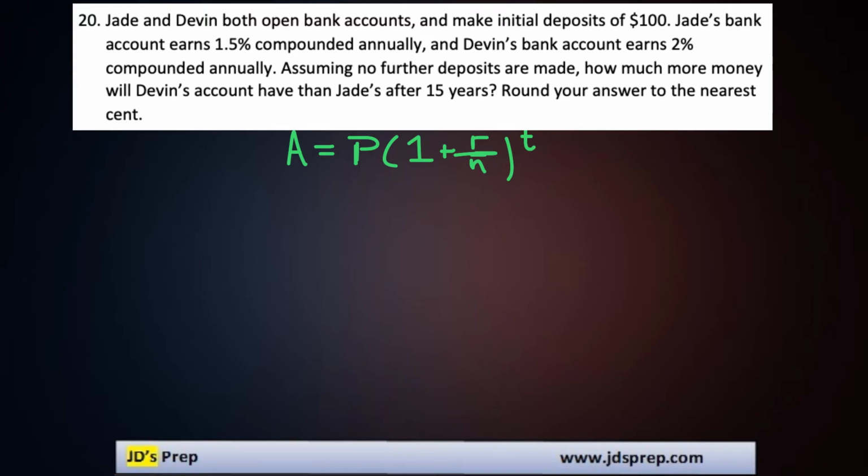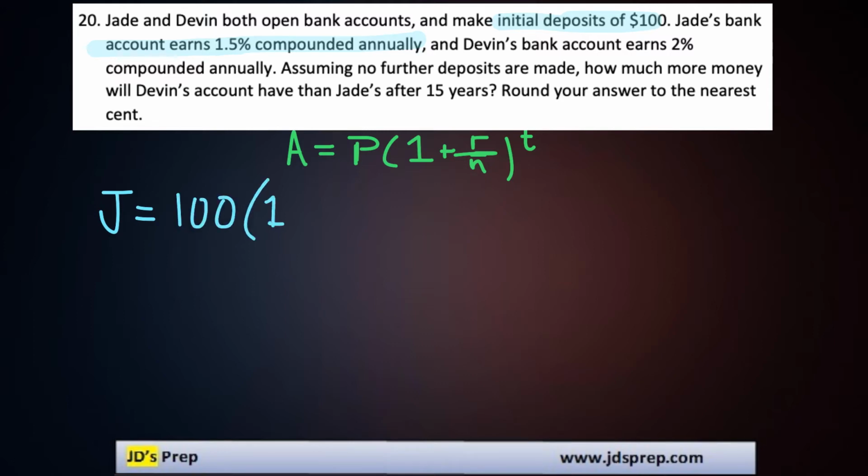So let's go ahead and write out the formula for both Jade and Devin. Starting with Jade, she makes an initial deposit of $100 and her account earns 1.5% compounded annually. So I'm going to use the variable J for Jade. So her principal amount is 100.